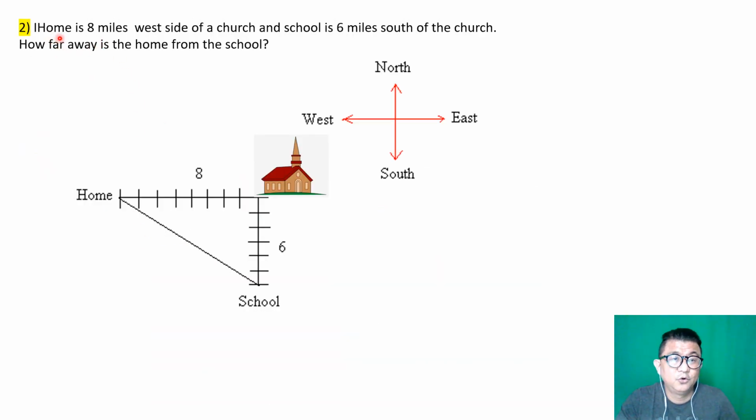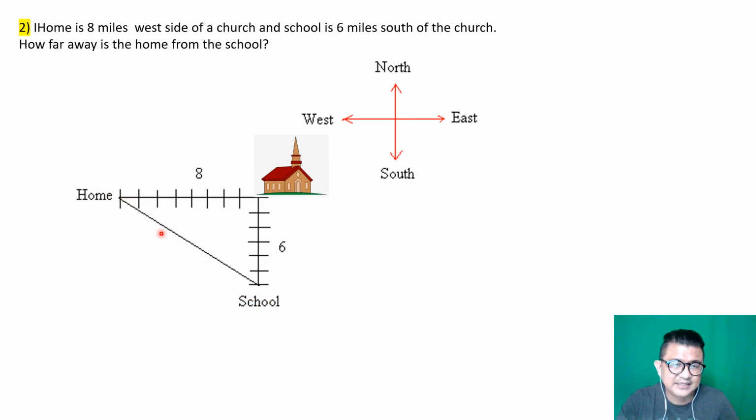Another problem. Home is 8 miles west side of the church. So there's a church, west side goes there, draw 8 miles. Good. And the school is 6 miles south of the church. This is the church, south goes down, draw 6 miles. And label it as a school, the other one as home. How far away is the home from the school? Home from school, without passing through the regular streets, just the diagonal.